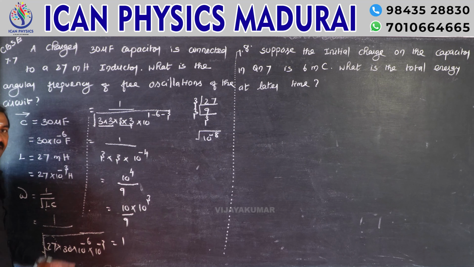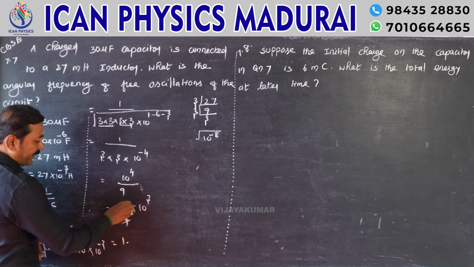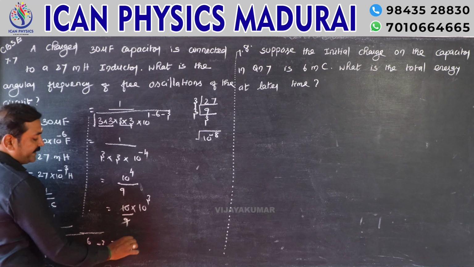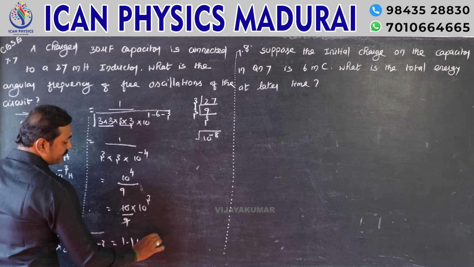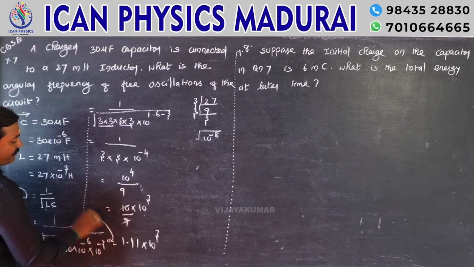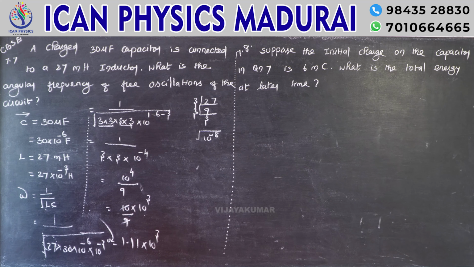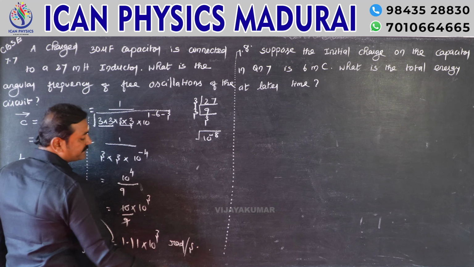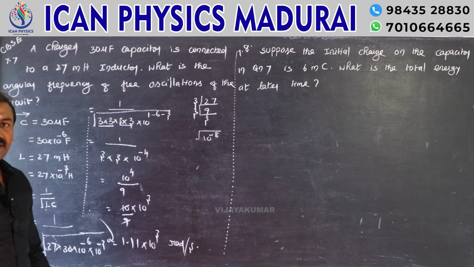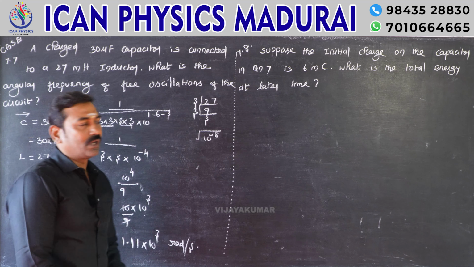So 1 9s are 9. Remainder 1. Like that it goes on. In 10 to the power 3. This much is the angular frequency. Angular frequency. So what is the unit? Radian per second. Okay. Do you get it now? Do you have any doubts? No doubts.